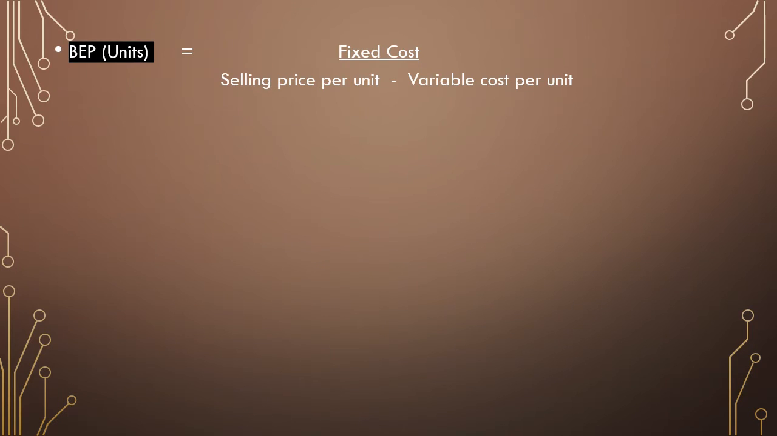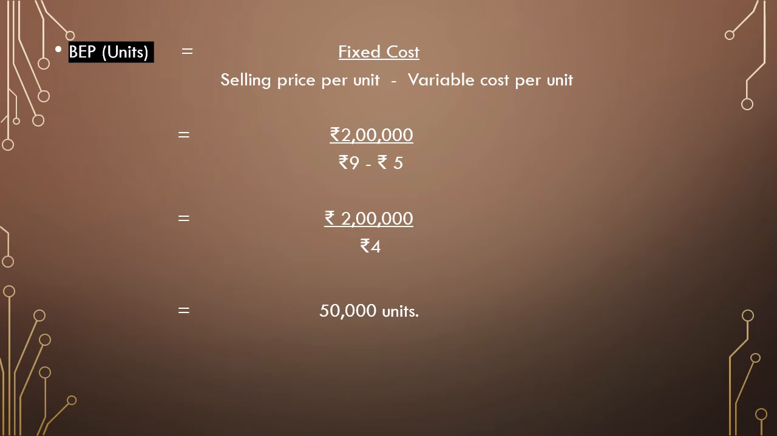So let's put these figures again into the formula. BEP units is equal to fixed cost upon selling price per unit minus variable cost per unit, which is known as contribution. Hence, rupees 2 lakh upon rupees 9 minus rupees 5. So, we can get the BEP units as 50,000. So, in the former example, we have calculated the BEP units by segregating variable cost and fixed cost. Again, see such kind of example.